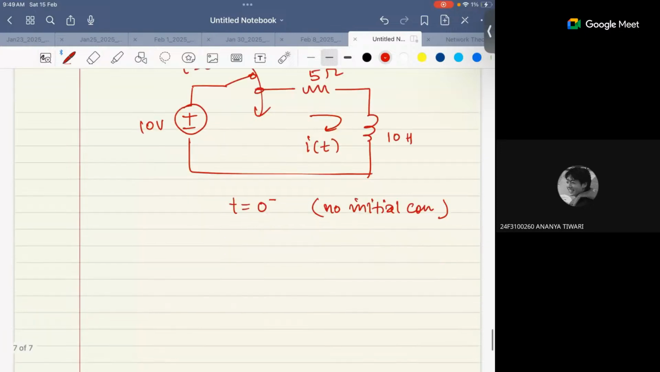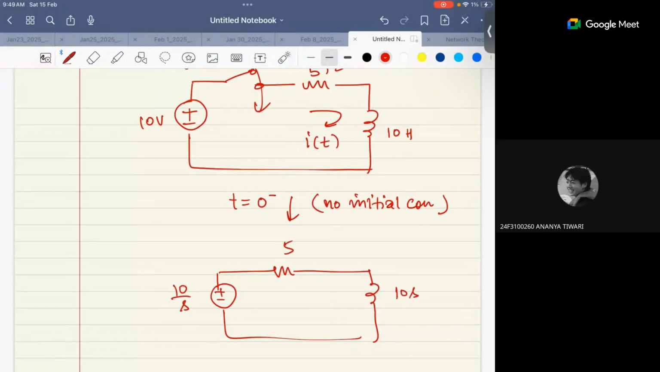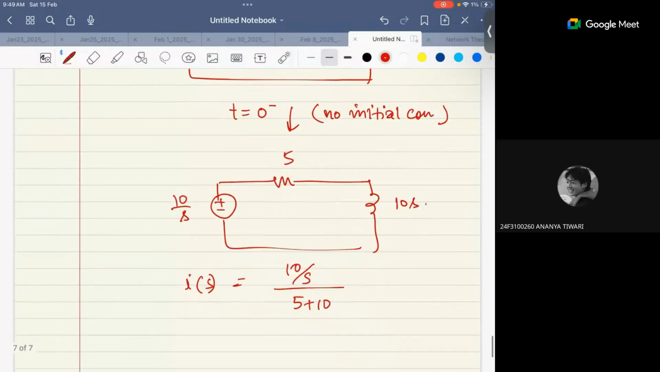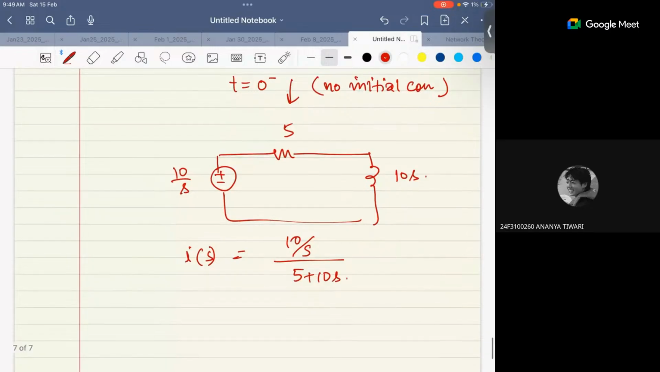So if there is no initial condition, this becomes very simple, right? You directly connect it, then your circuit will change into 10 by s. There will be a voltage source, and then you have a resistance, and then the inductor. So this is 5, and then this is 10s. Correct? You can calculate whatever you want to calculate. If you have to calculate I, pretty simple, right? 10 upon (10s plus 5), so I is 10 upon 10s plus 5. Right? Yes, sir. So this is the first case.